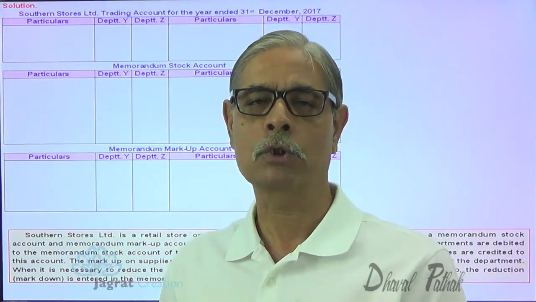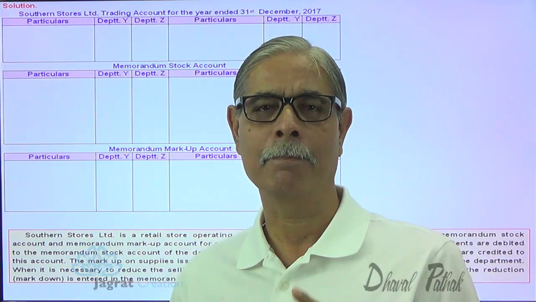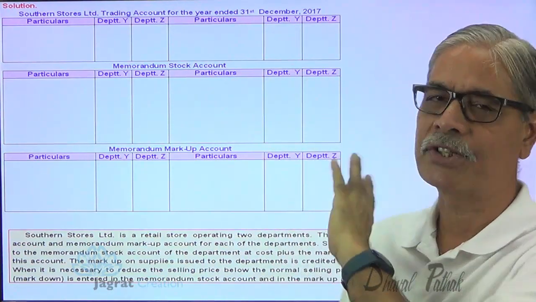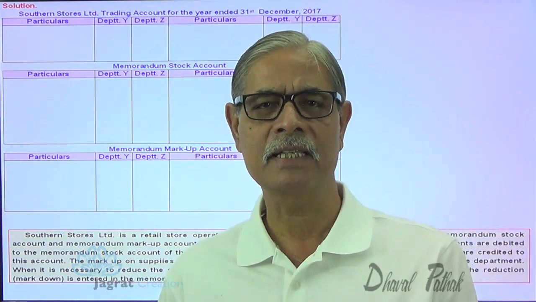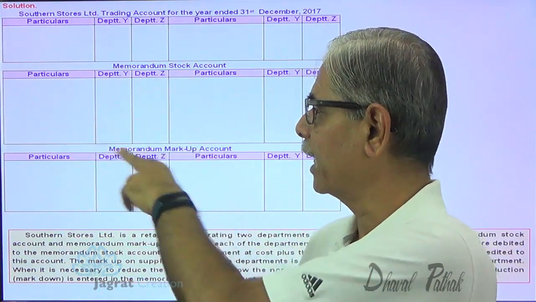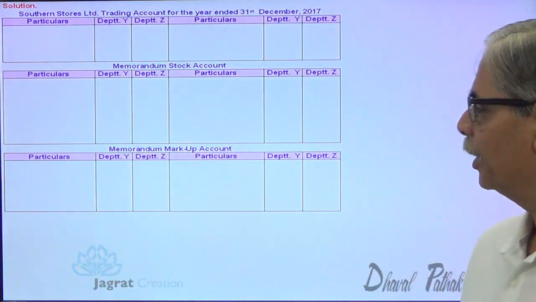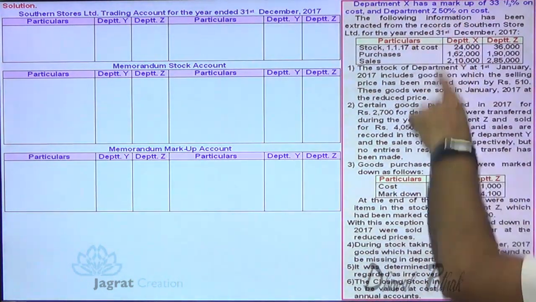But when the goods are sold, the sales is recorded at the markup price, at an invoice price. So sales will be recorded straightaway in the stock account. This is how the markup stock account and Memorandum Markup Account are prepared. Now these are the details given to me in the sum.